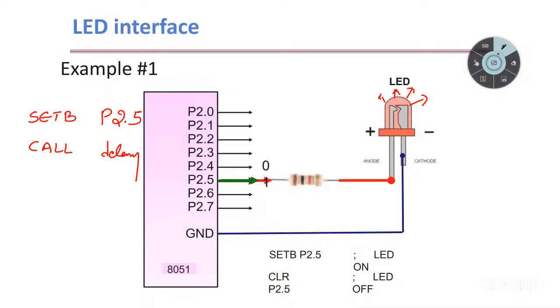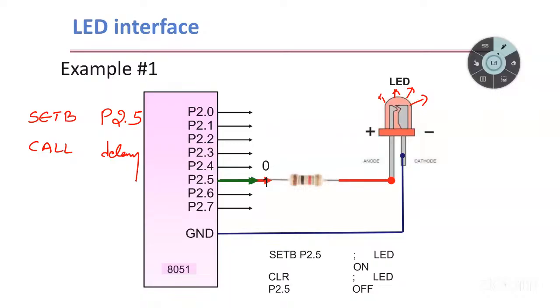Delay is the label name, similar to your function. Function calling. Here we are calling delay. Delay is the function here, according to your Python or C. Okay, delay is the function. So we defined the function program here; somewhere we need to define it.